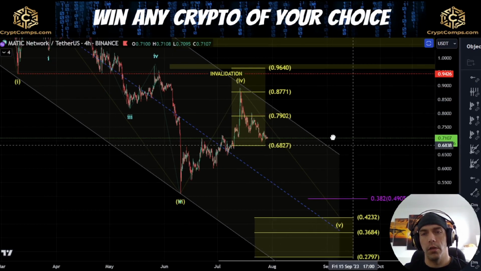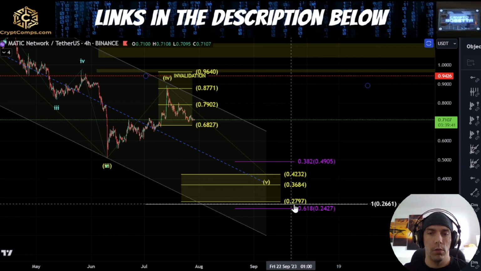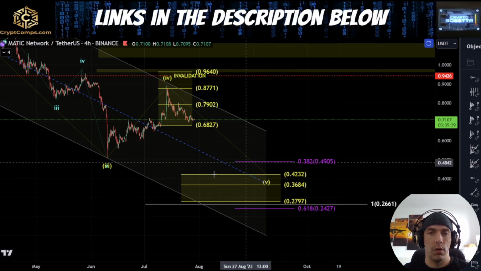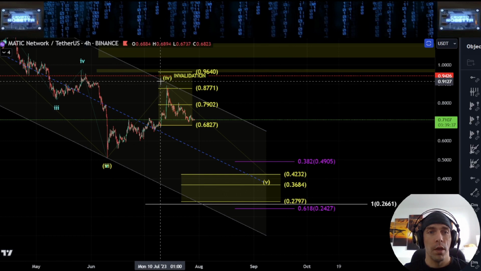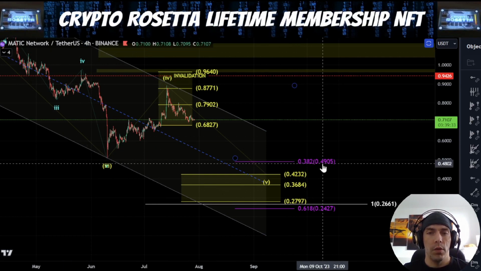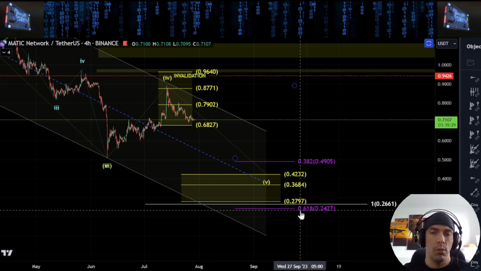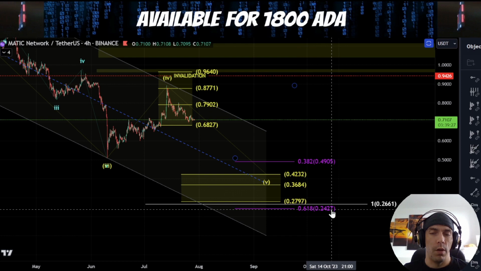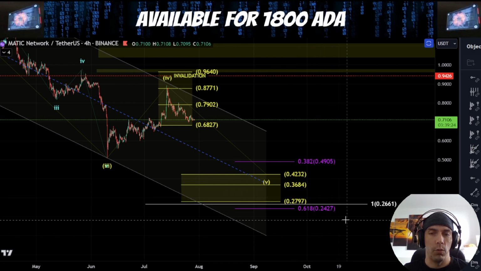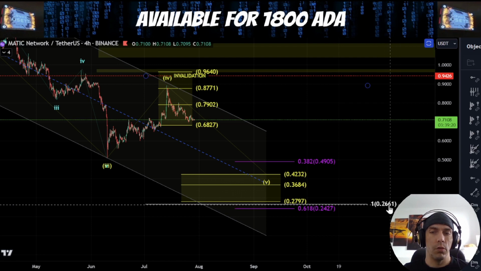Now some targets to the downside that we have here is this area of 42.32 to 27.97. So this would be our common area based off of our 4th wave. Now there are other ways of working this out. The 0.382 of the wave 1 to 3 would actually be here at this 49.05, and the 0.618 of the wave 1 to 3 would be here towards this 24.27, as well as that the 1 to 1 of the wave 1 would be here towards this 26.61.